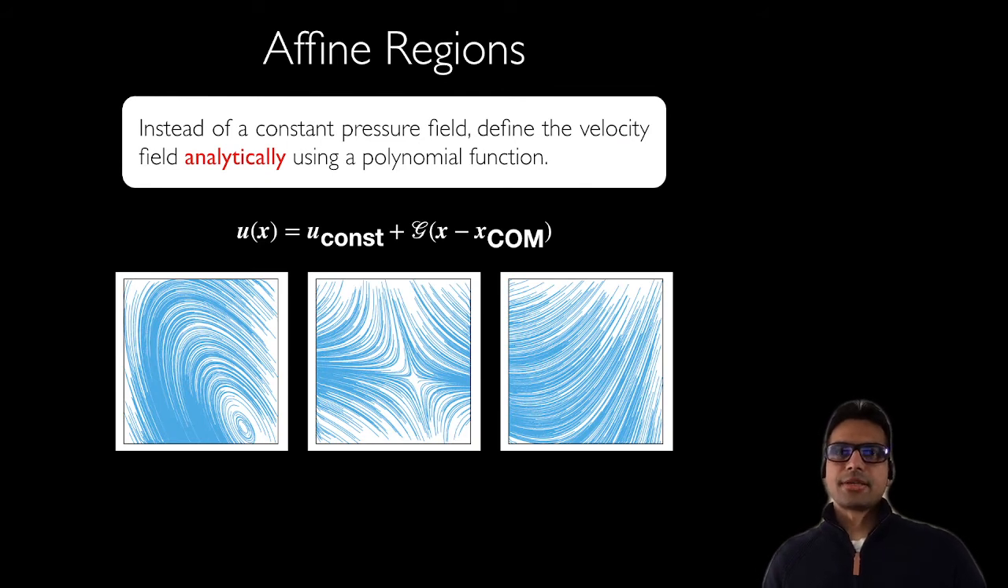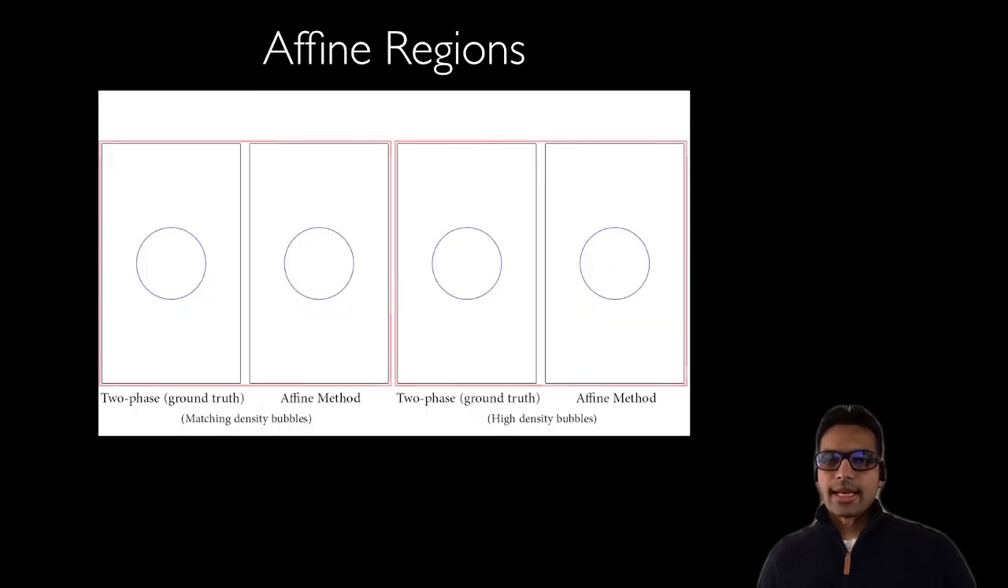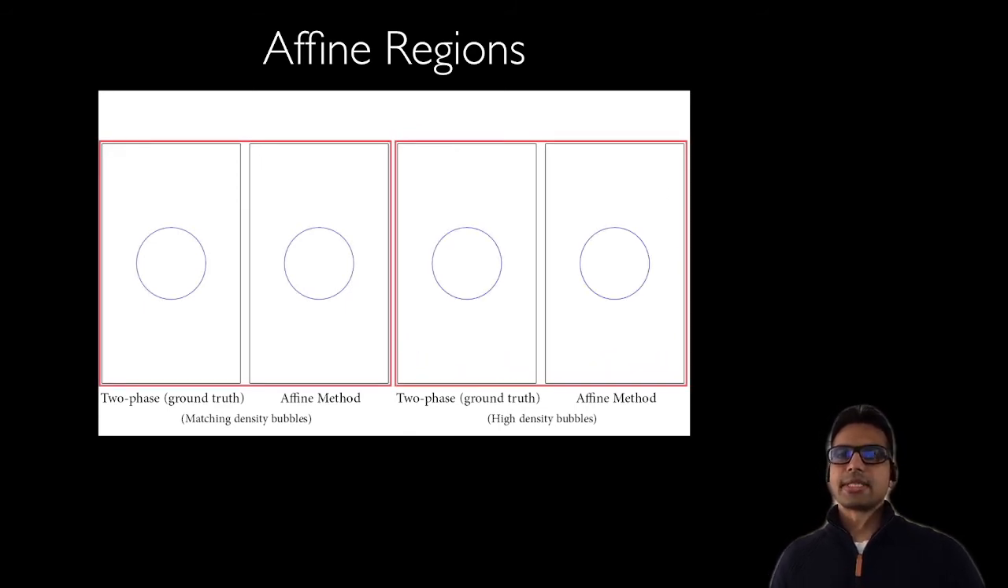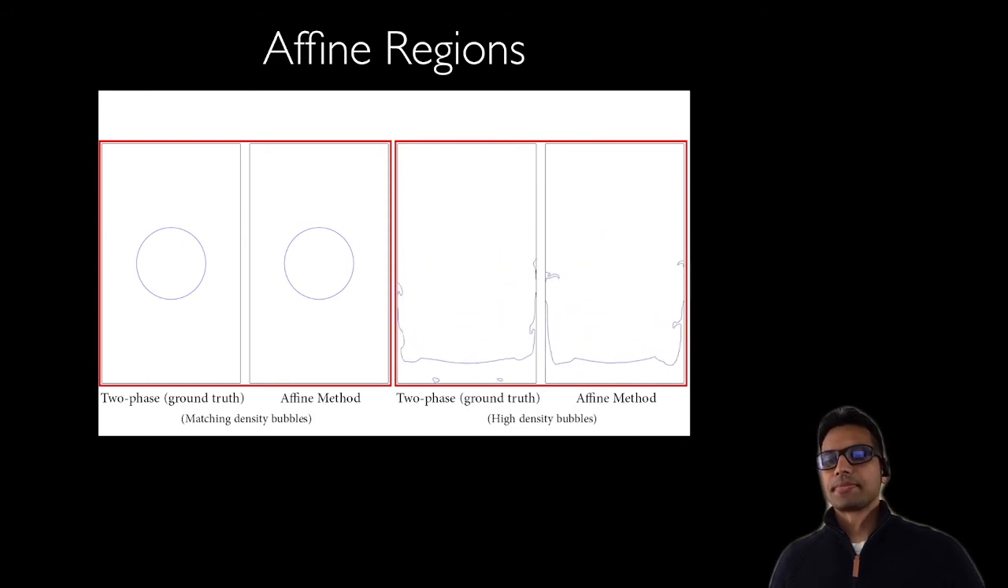So we ended up changing the formulation here, and instead of a spatially constant pressure field, we looked at the velocity field and we tried to enforce some properties on the velocity rather than the pressure. So we assume that the velocity is locally affine. So u is a constant velocity value here, and g is an affine matrix. And if we do that, then we can get qualitatively similar results now, both for matching density bubbles as well as for high density bubbles.